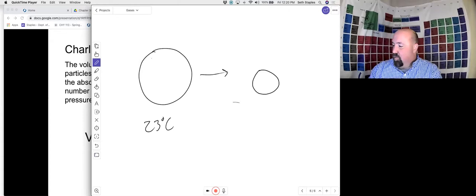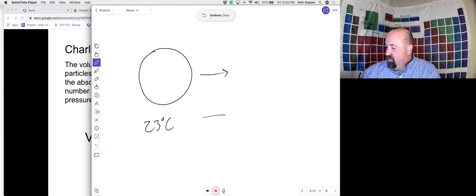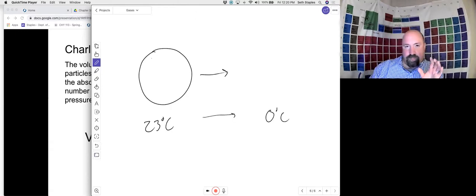Let's say that actually what I do is I decrease the temperature. Without thinking about the size of the balloon yet, I'm going to decrease my temperature to 0 degrees C. So we have this balloon at 23 degrees C. It has a certain volume and a certain pressure in there. Now, Charles's law depends on the pressure and the amount of gas staying constant. So the pressure is going to stay the same.